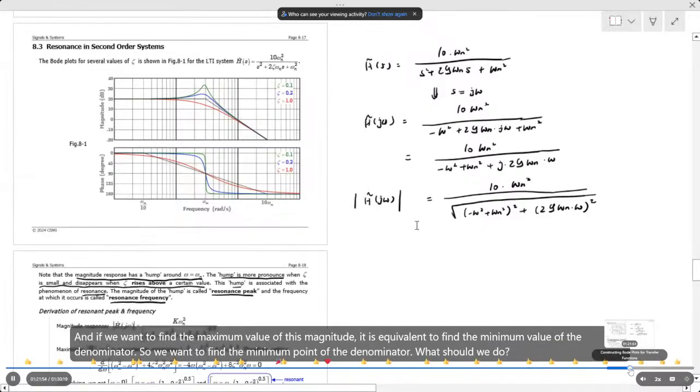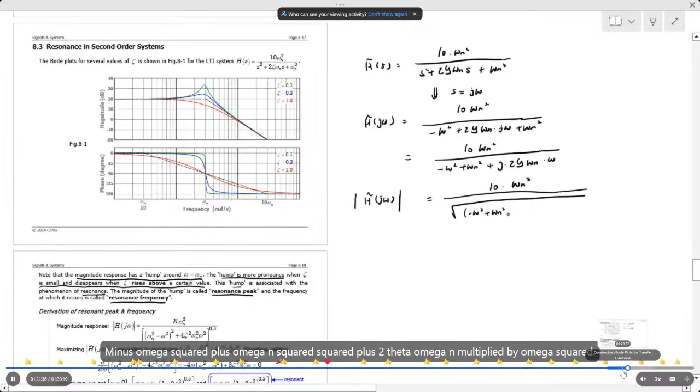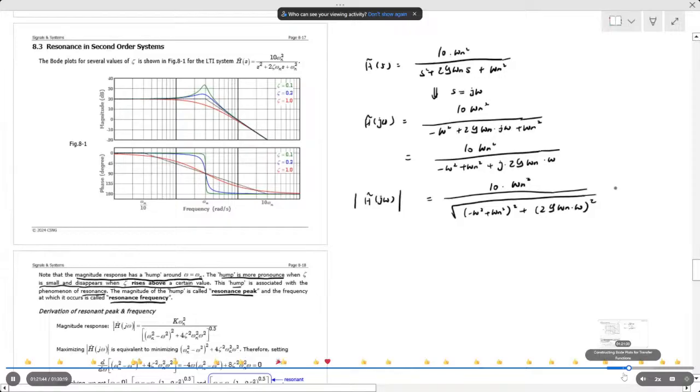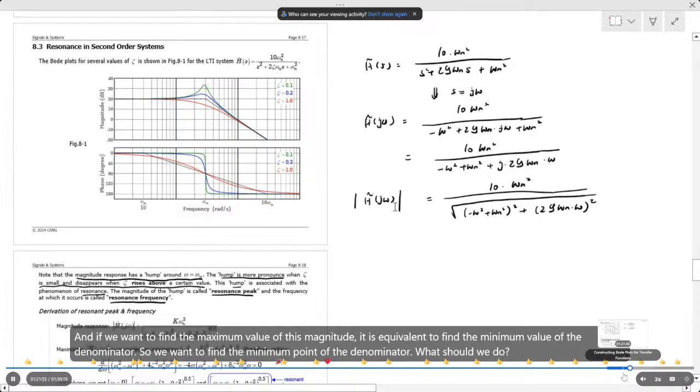Omega n. It is equivalent to find the minimum value of the denominator. So we want to find the minimum point of the denominator: minus omega square plus omega n square, squared, plus 2 theta omega n multiplied by omega square. And if we want to find the maximum value of this magnitude, it is equivalent to find the minimum value of the denominator. So we want to find the minimum point of the denominator.